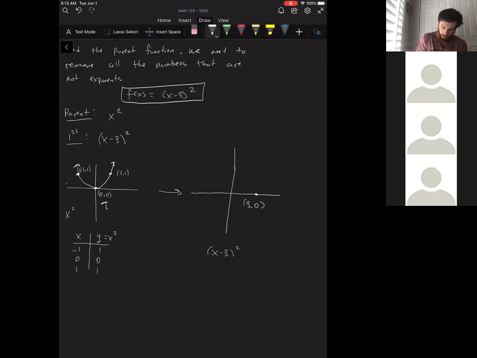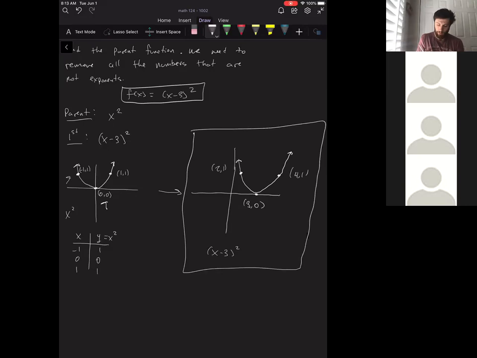If we take this point over here that has the -1, if we add 3 to that, it becomes 2. So here's 2, 1. And then the other one, 1, 1, if we add 3 to it, it's going to be 4, 1. Okay, then we connect the dots. And in this particular example, that's all we have to do. There's no other transformations to take care of. So this is how we would graph (x - 3) squared.